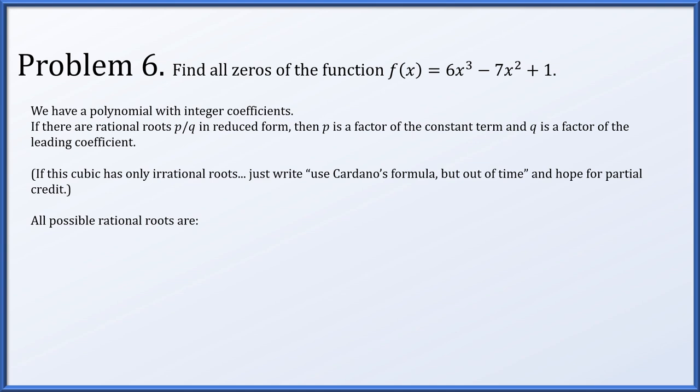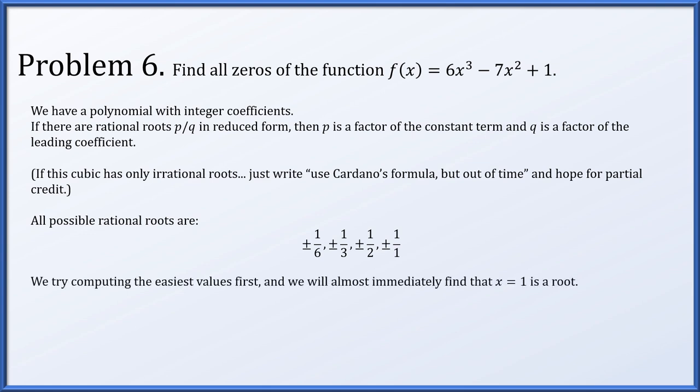So let's look at the possible rational roots. Well, the only factors of 1 are plus or minus 1, and the only factors of 6 are plus or minus 1, 2, 3, and 6, so we have a total of 8 possible rational roots, plus or minus a sixth, a third, a half, or 1. We now plug these in to determine which of them are or are not roots, and I suggest start with the easiest number, which is 1, and in fact, x equals 1 is a root.